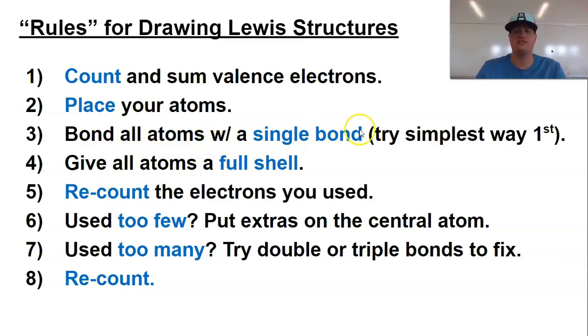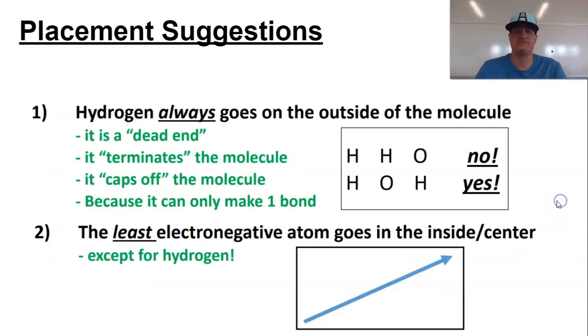Keep everything simple with single bonds. Give everything a full shell, those 8 electrons around, and recount the electrons used. If you have too few, give more to the central atom. If you have too many, use double or triple bonds to fix it, and then recount. It's much more of a practice that you get used to, but there's also a lot of patterns. And if you do enough of these, you'll almost remember or memorize how they go.